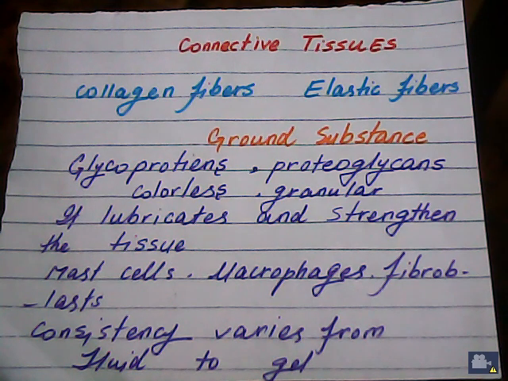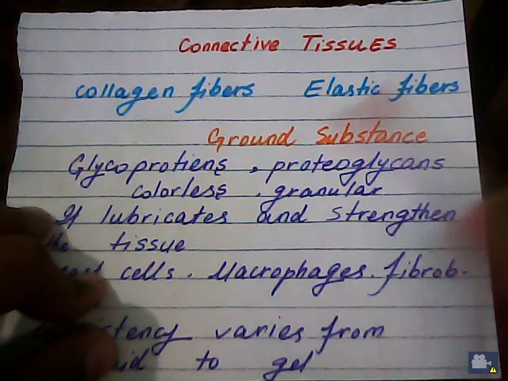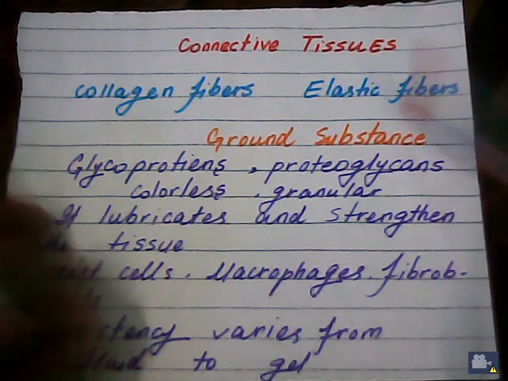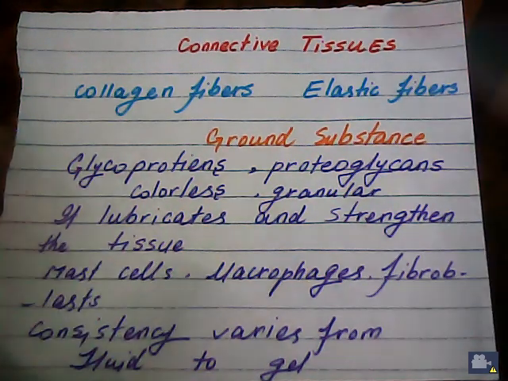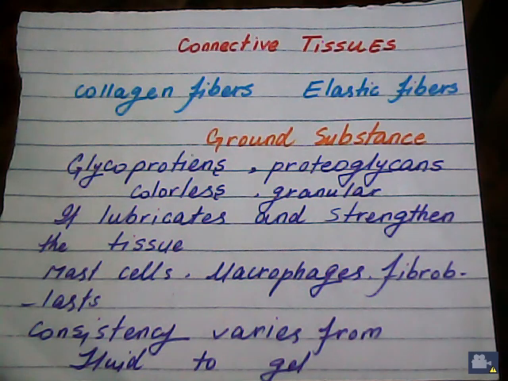So there are two basic types of connective tissues. We further divide connective tissues into two classes. First is loose connective tissues and second is fibrous connective tissues. So what is the difference between them? The loose connective tissues have 50% collagen fibers and 50% elastic fibers. So the proportion of these two fibers is equal, and there is a ground substance.